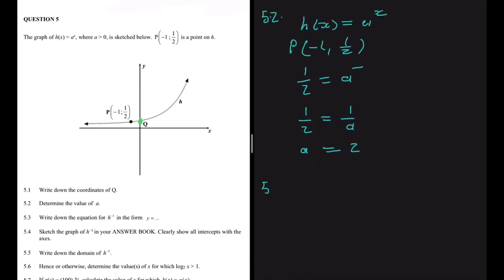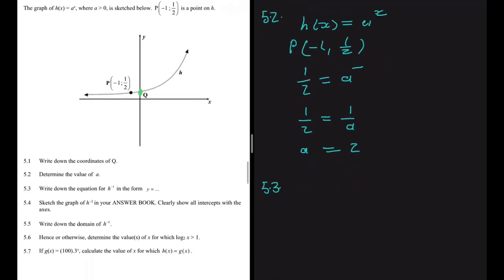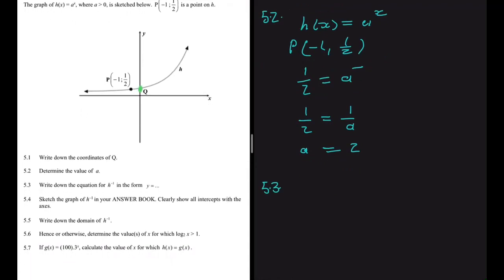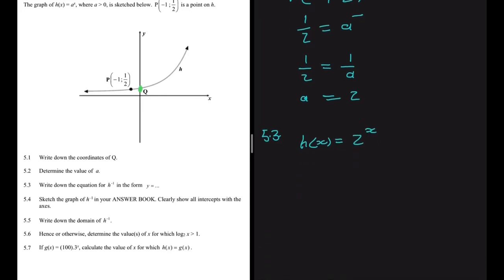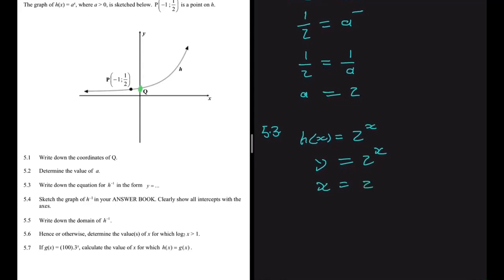Then for 5.3, the question is saying let's write down the equation of h inverse in the form y is equal to. So at this point, we know that h of x is equal to 2 to the power x. Now we need to find an inverse. The first step in finding an inverse is to swap x and y, right? What am I saying? We know fully well that h of x is equal to 2 to the power x is the same as just y is equal to 2 to the power of x. Now we have to swap x and y. If we do that, we're going to get x is equal to 2 to the power y, right?